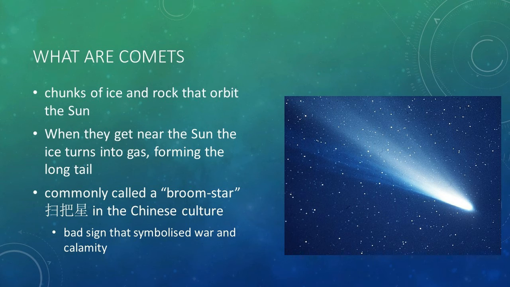In Chinese culture, it's commonly known as the 扫把星, and you use 扫把星 to refer to a person as a jinx, because it is believed to be a bad sign in Chinese culture that symbolizes war and calamity.